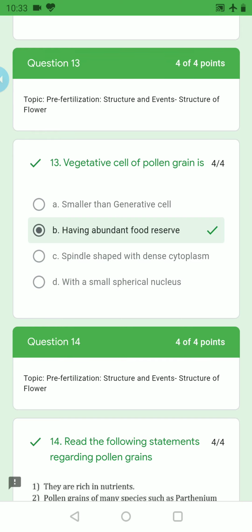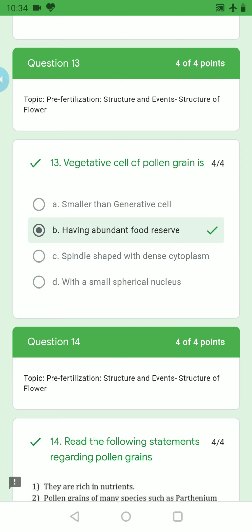Next question. The vegetative cell of the pollen grain. There are two cells, isn't it? In a pollen grain we can identify two cells, one is the vegetative cell, another one is the generative cell. What they are asking is: the vegetative cell of the pollen grain has abundant food reserves. Because of this property only, it provides nourishment during further processes. So option B is the right answer.